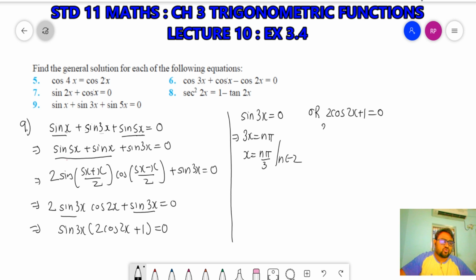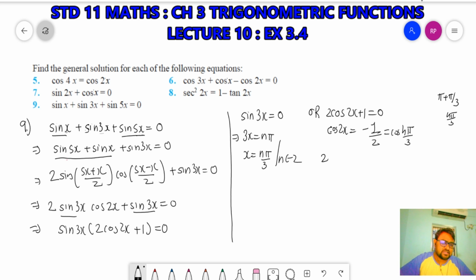In this case 2 cos 2x will be equal to minus 1. When this 2 goes on this side, it will be divided. Okay, so minus 1 by 2. The value of cos 2x is minus 1 by 2. When does the value of cos is 1 by 2? That is cos 60, pi by 3, and cos is negative in the second quadrant. So pi plus alpha. Pi plus pi by 3. So 3 pi plus pi, 4 pi by 3. So this is equal to cos 4 pi by 3.